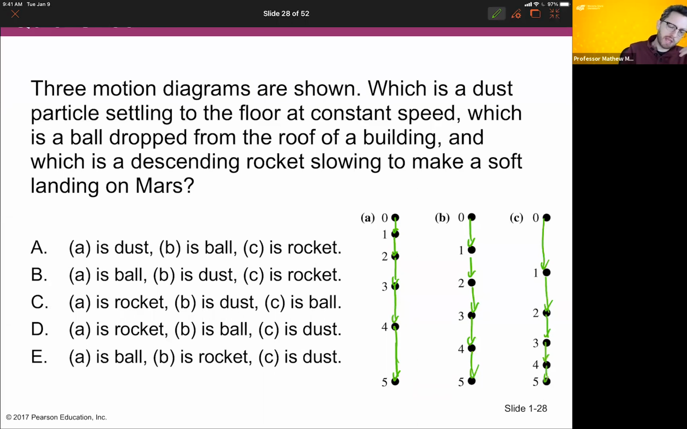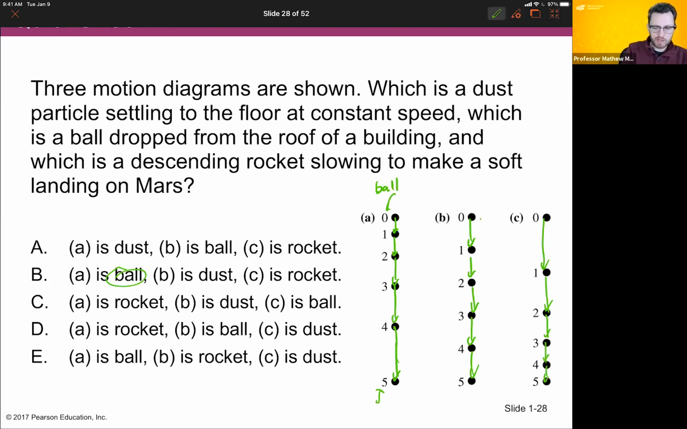Look, the points are labeled, so I know it starts here and it ends here. So in this example, the object is speeding up as it falls down. Well, that's not constant speed. That's something that's speeding up. That's not a rocket ship that's slowing down as it descends. So that has to be the ball dropping.